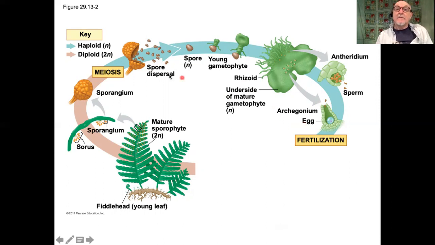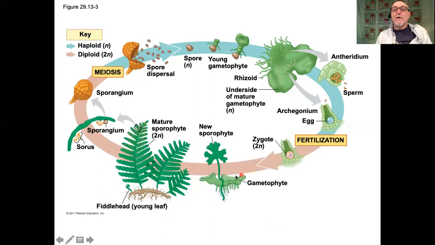The whole gametophyte is haploid. So it produces gametes by mitosis, because meiosis has already taken place. After fertilization, we get a diploid embryo. The diploid embryo develops parasitic on the gametophyte, and now the gametophyte dies. It is short-lived and dies.